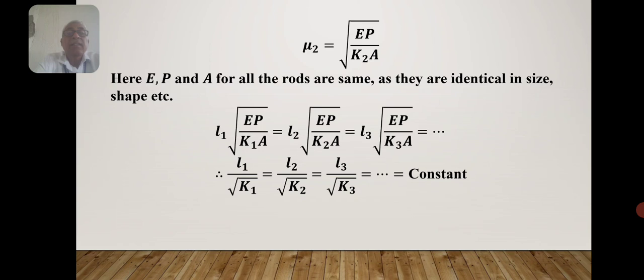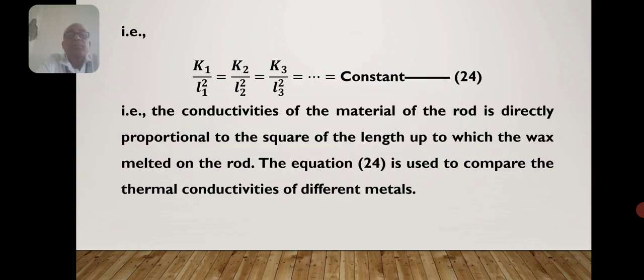As EP upon A is the same for all the rods, this can get cancelled. Therefore, L1 upon under root of K1 equals L2 upon under root of K2 equals L3 upon under root of K3, and so on, equals a constant. That is, K1 upon L1 square equals K2 upon L2 square equals K3 upon L3 square equals a constant.